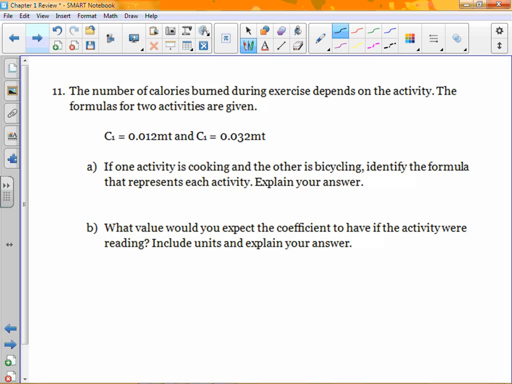Again, they just made up a problem here. The number of calories burned during exercise depends on the activity. The formulas for the 2 activities are given. One of them is 0.012 m to the t. What does that stand for? I don't know what it stands for. 0.032 times. Does it matter what it stands for? Not necessarily in the way that they presented the problem. If one activity is cooking and the other activity is bicycling, identify which one's which, and why would you think that?